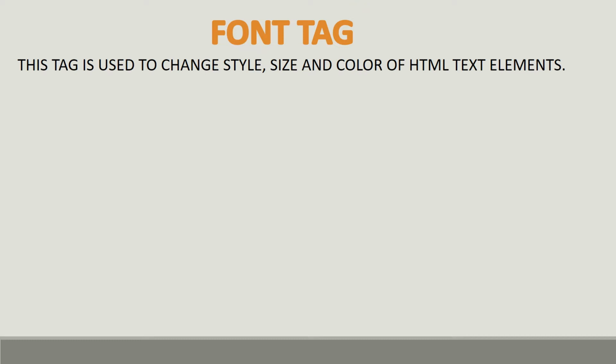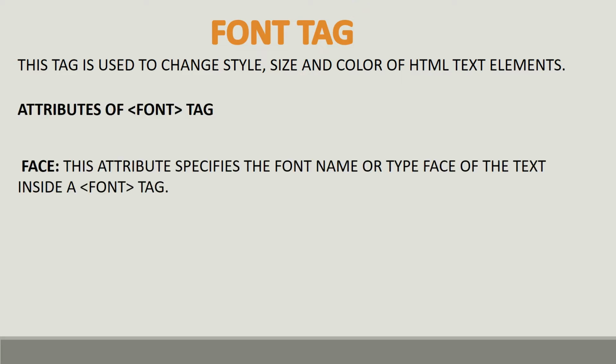What is the font tag? This tag is used to change the style, size and color of the HTML text elements. Attributes of the font tag are face. This attribute specifies the font name or the typeface of the text inside a font tag. You are aware of Arial, Times New Roman, Comic Sans, Algerian. These are all names of fonts, so we are giving them here as a face. You are going to write in the face any name of the font which you want to use.